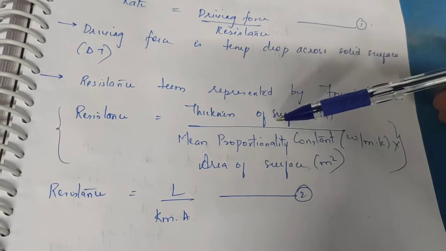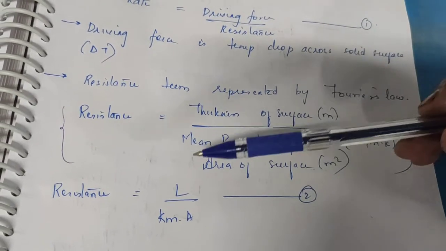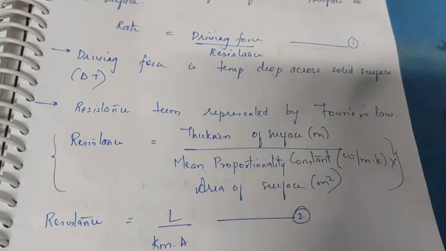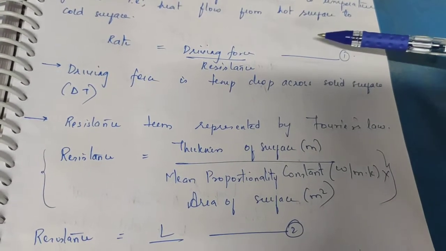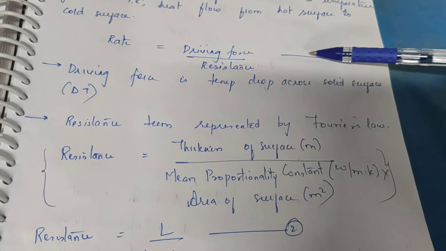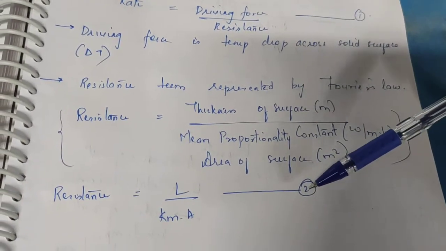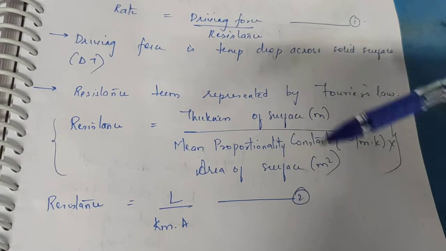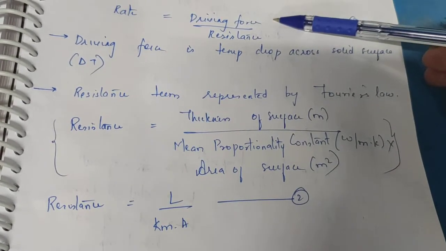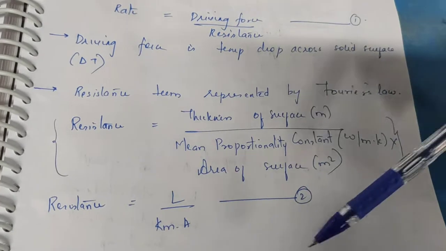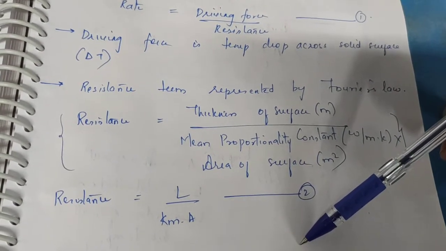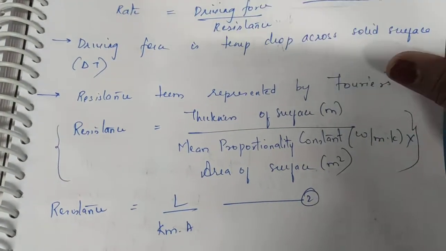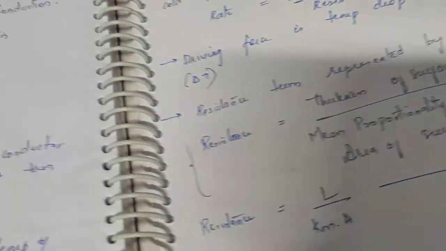When we write this in symbolic form, we get resistance equals L divided by Km times A. So equation 1 is heat transfer rate equals driving force divided by resistance, and equation 2 is resistance equals L divided by Km A. Now we have to prove these two equations: delta T by resistance, and resistance equals L by Km A.